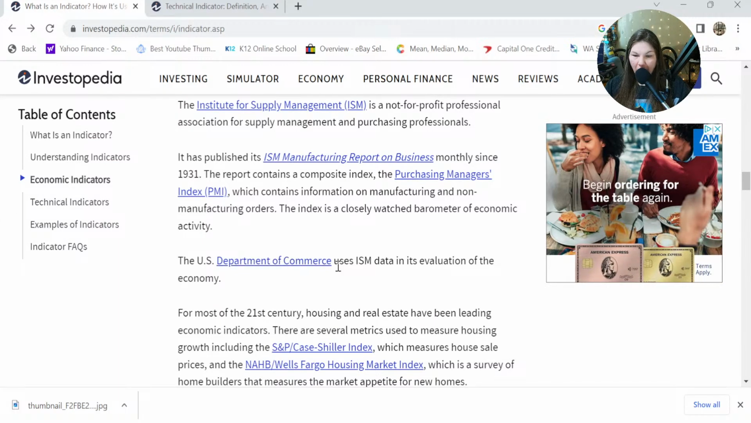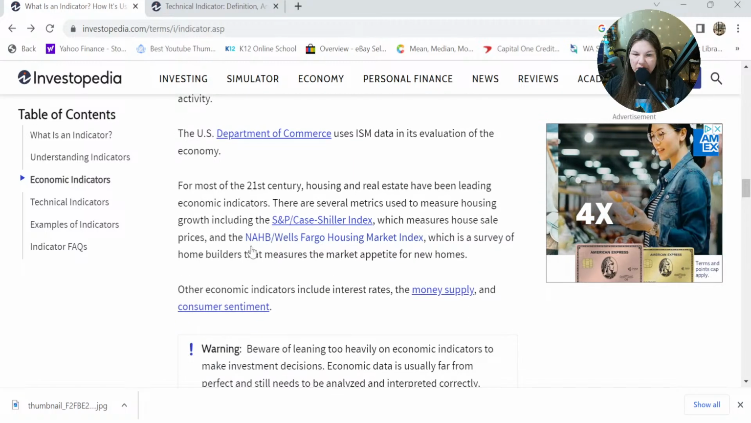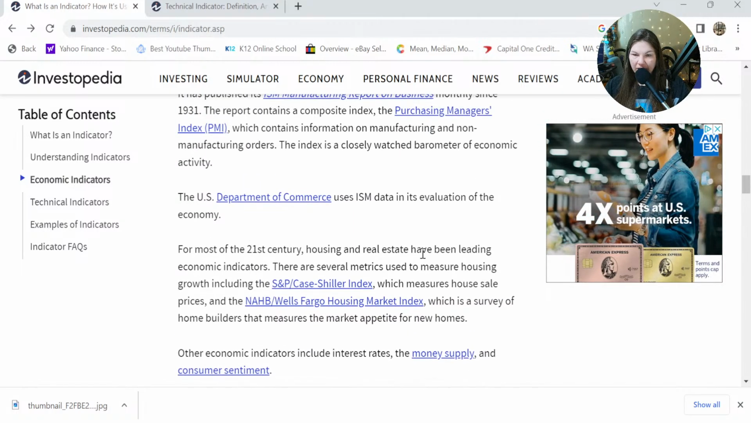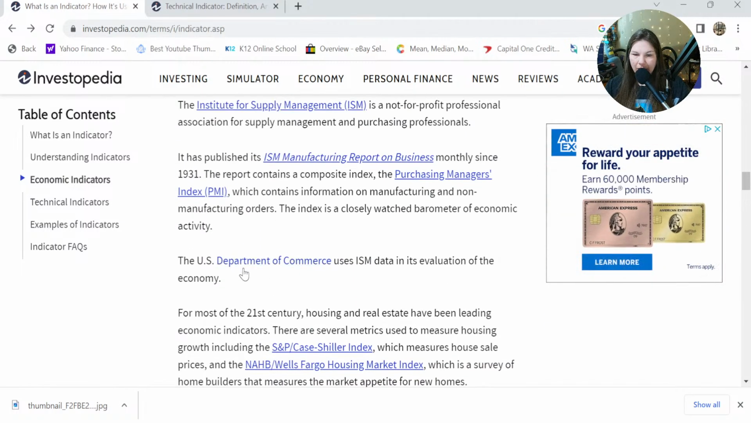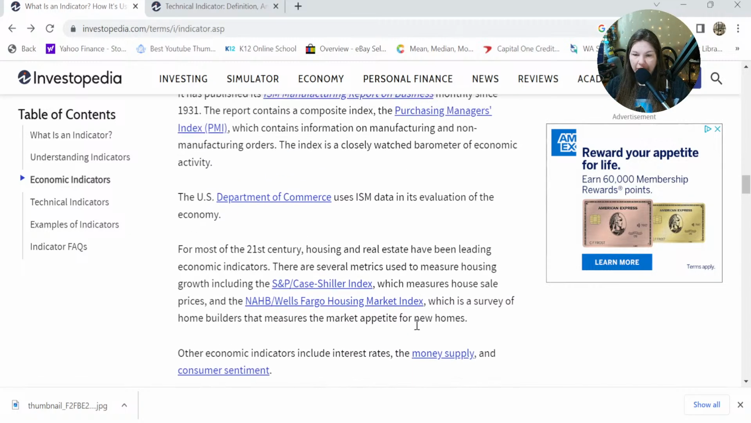So the U.S. Department of Commerce uses ISM data in its evaluation of the economy. And that is how the economy and the stock market are connected, guys, but are not the same thing. So they evaluate the economy with this data and they buy their stocks with the data. It's just a reflection of what we are doing as human beings here in the United States.